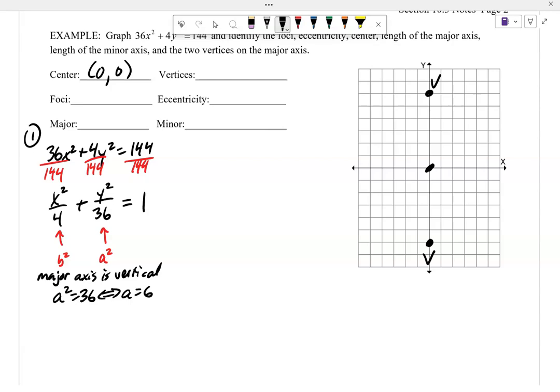And then my B squared is 4. So square root, my B's got to be 2. So I'm going to go right 2, left 2.